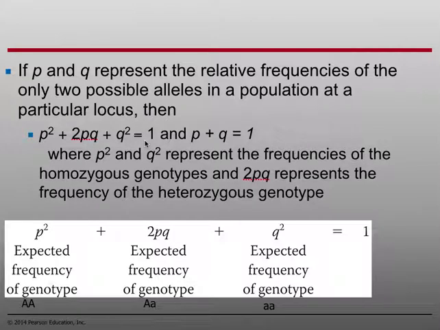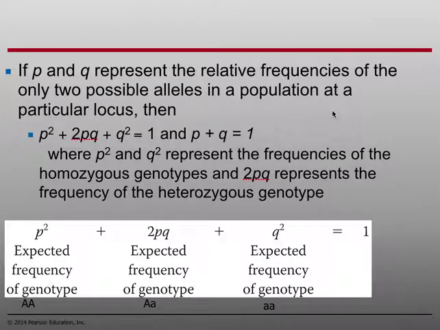Here's the equations, okay? You're going to have to memorize these two. Very, very easy equations, and they're applied in a similar way. So, if p and q represent the relative frequencies of only two possible alleles in a population at a particular locus, in other words, for one gene, then these two things are going to work, okay?